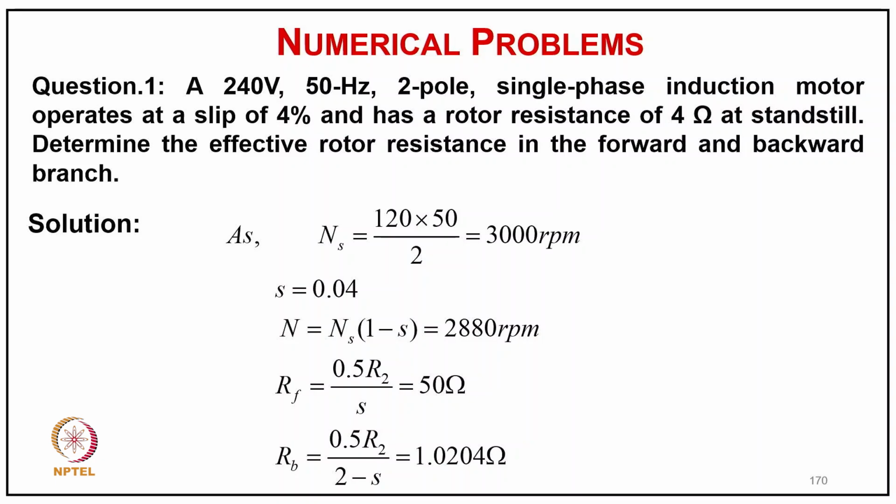So the speed is given. The synchronous speed you can calculate with 120 f by P, that is 120 into 50 by 2, that is 3000. Slip is given as 0.04, so you can find N equal to Ns into (1 minus s), so it comes to 2880. RF equals 0.5 R2 upon s, which is 50 ohm, and RB equals 0.5 R2 upon (2 minus s), which comes to 1.02 ohm.